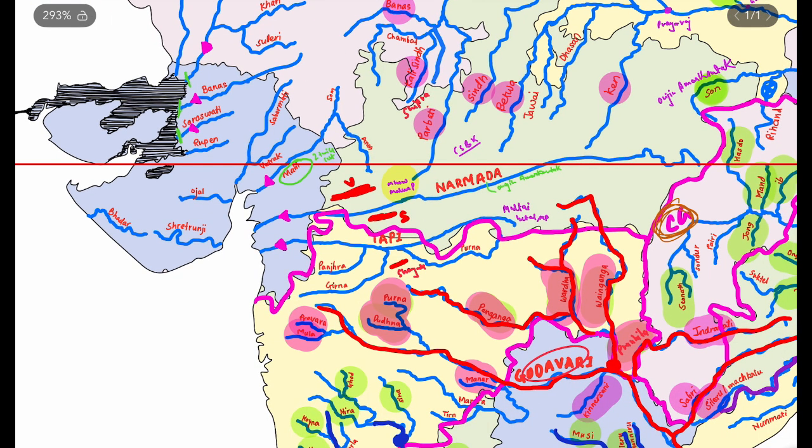Then Narmada. Narmada originates from the Amarkantak Plateau. Chambal originates from Mhow, and Tapi originates in Multai, Betul. Then Vindhyas, Satpura, and Sahyadri. Okay, we are done. Which river is left?